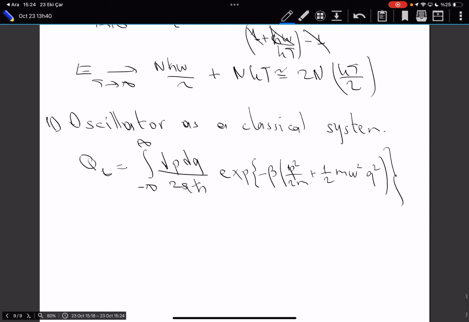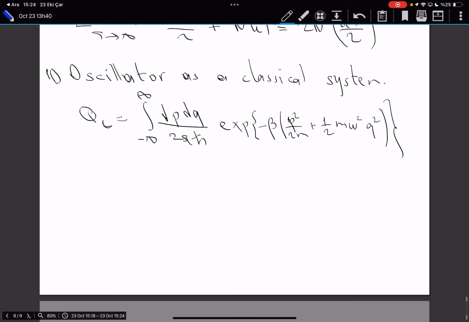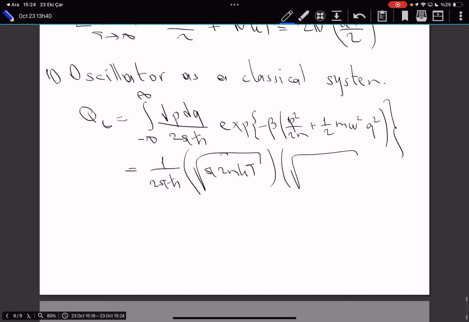Both are Gaussian integrals. This will be equal to 1 over 2 pi h bar. The momentum integral will just give me the square root of 2 pi m kT. The coordinate integral will similarly be the square root of 2 pi kT divided by m omega squared. This is Q1.